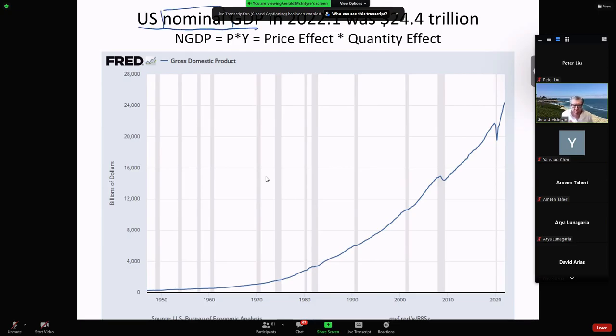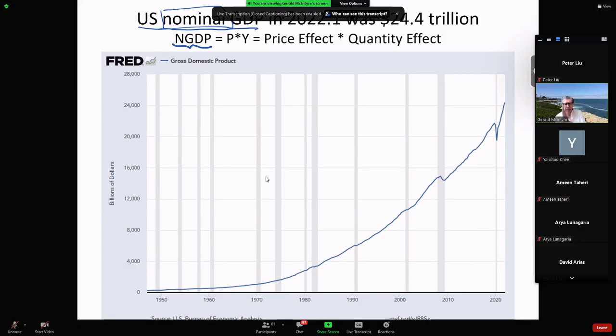Anytime you see the word nominal in a macroeconomic context, nominal means in terms of money. Nominal GDP as of the first quarter of 2022 was just over $24 trillion. That's a tremendous amount of national income in money terms. We'll use an abbreviation for nominal GDP. It should be straightforward. We'll call it NGDP.